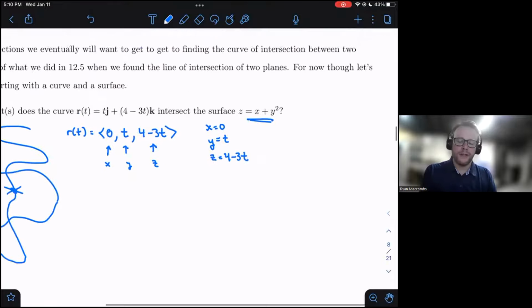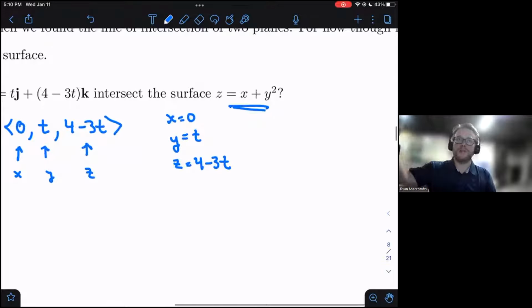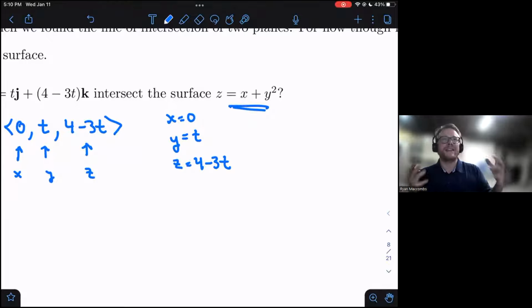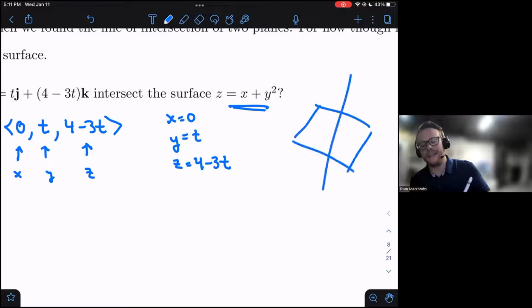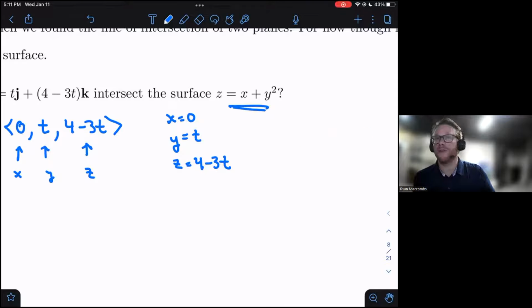And so in particular here, when you write this as x equals 0, y equals t, and z equals 4 minus 3t, I think it's very natural to say, okay, let's substitute those into the surface equation. And that should help us figure out when the curve intersects the surface. And by the way, we did the same sort of trick back in 12.5, when we asked where does a line intersect a plane. So this is not technically new. We've done this before. We just substitute these equations into the surface.